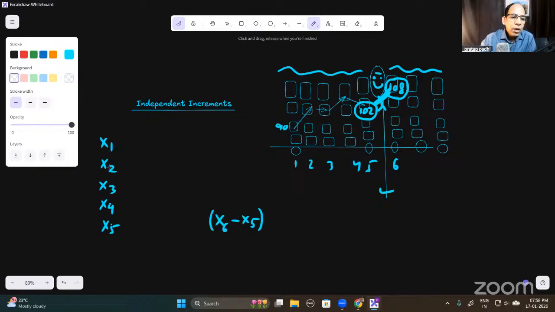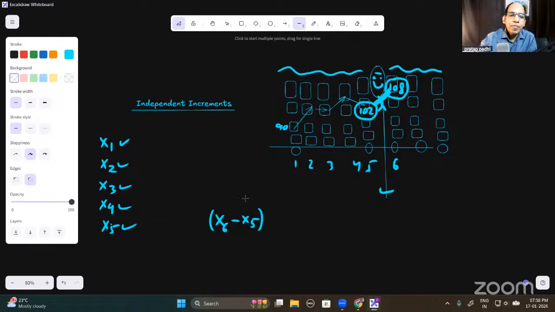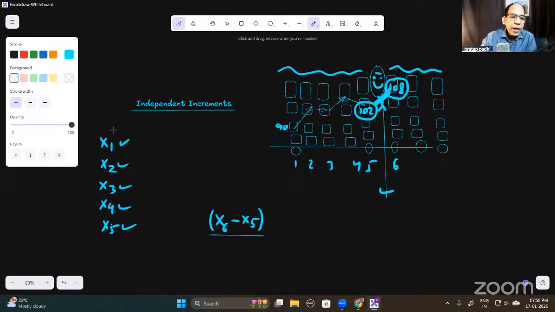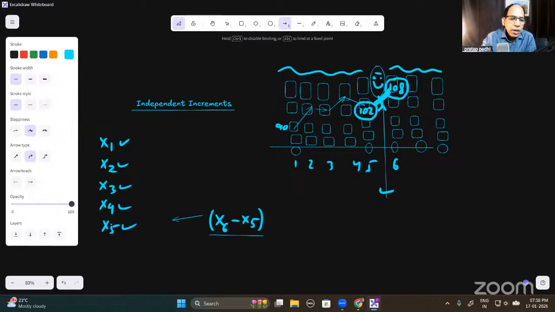I know already up to x5. This information I have. This increment, x6 minus x5, is this independent of this or dependent to this? This is the question. Independent increments means what? This increment is independent of whatever way the world happened. Or dependent. That's what you want to know.